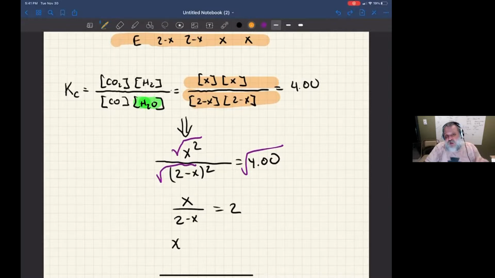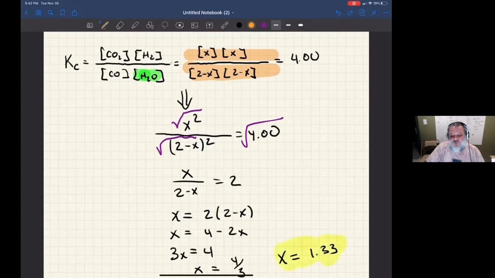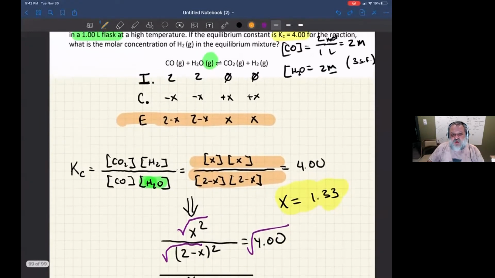And so now I've simplified the equation into something that's not a quadratic, and so I can directly solve. Multiplying both sides by 2 minus X, I get 2 times 2 minus X equals X. Continuing to simplify, running through the parentheses, I get 4 minus 2X. Combining the X's on both sides, I get 3X equals 4. And so X equals 4/3, which is 1.33. That equals X.